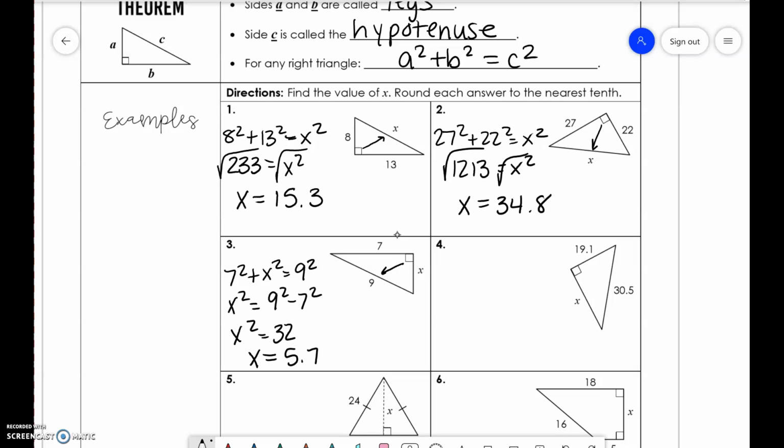All right, the next problem, 30.5 squared is equal to 19.1 squared plus x squared. And now it doesn't matter how you write the equation, as long as you're keeping everything the same. So I just wanted to show you it in a different way. So for here, I'm doing 30.5 squared minus 19.1 squared is equal to x squared.